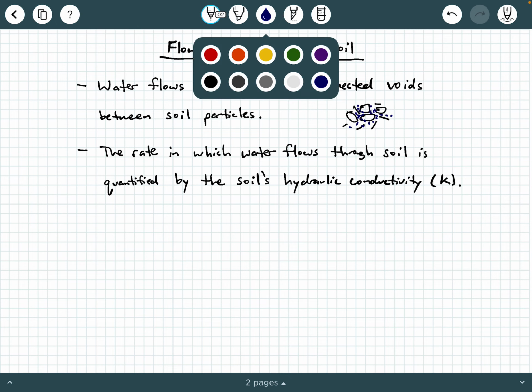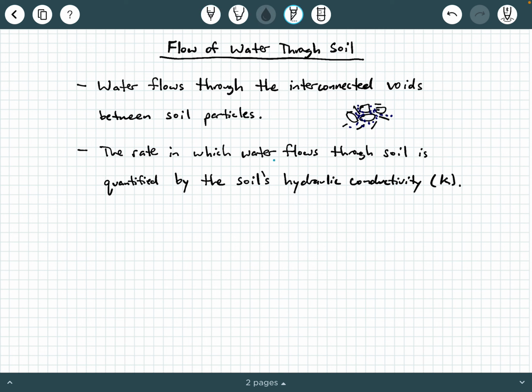Now, the rate in which water flows through soil is quantified by the soil's hydraulic conductivity, which we use the letter K to indicate. Now, before we get into the details of hydraulic conductivity, what we first need to do is review some important principles from our knowledge of hydraulics and fluid mechanics, okay?